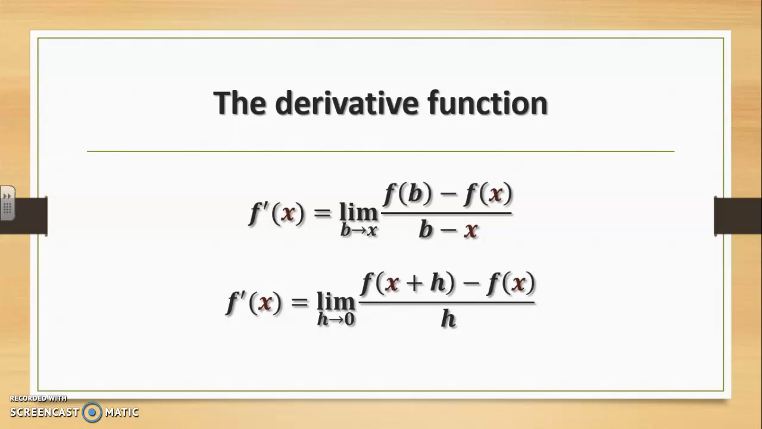Alternatively, we can find f prime of x using the second limit definition, where rather than having f of a plus h minus f of a, we're going to use f of x plus h minus f of x as the change in y.